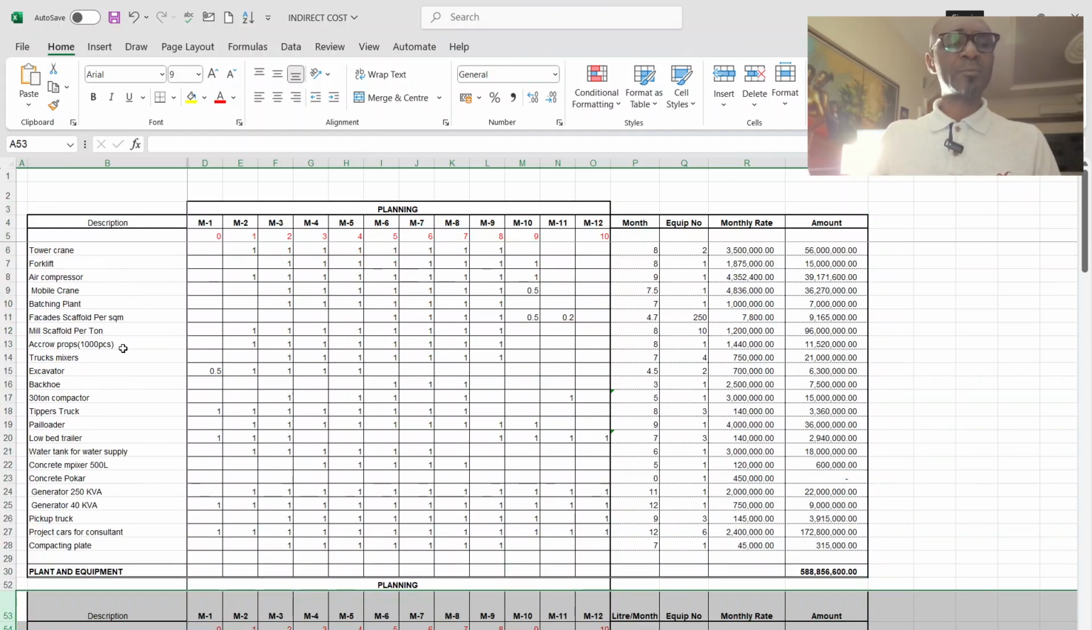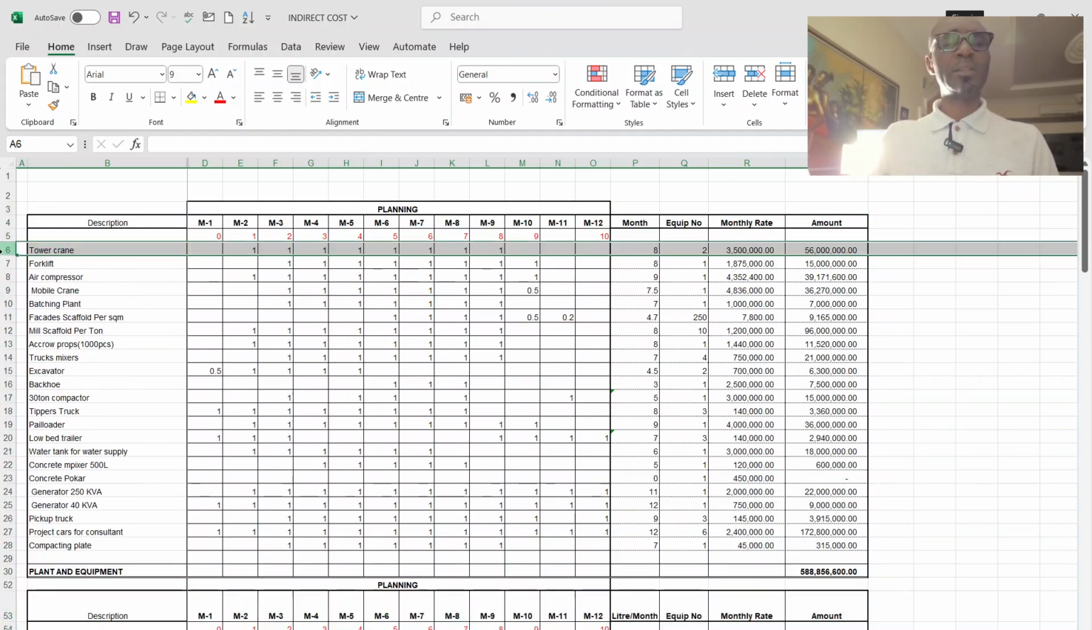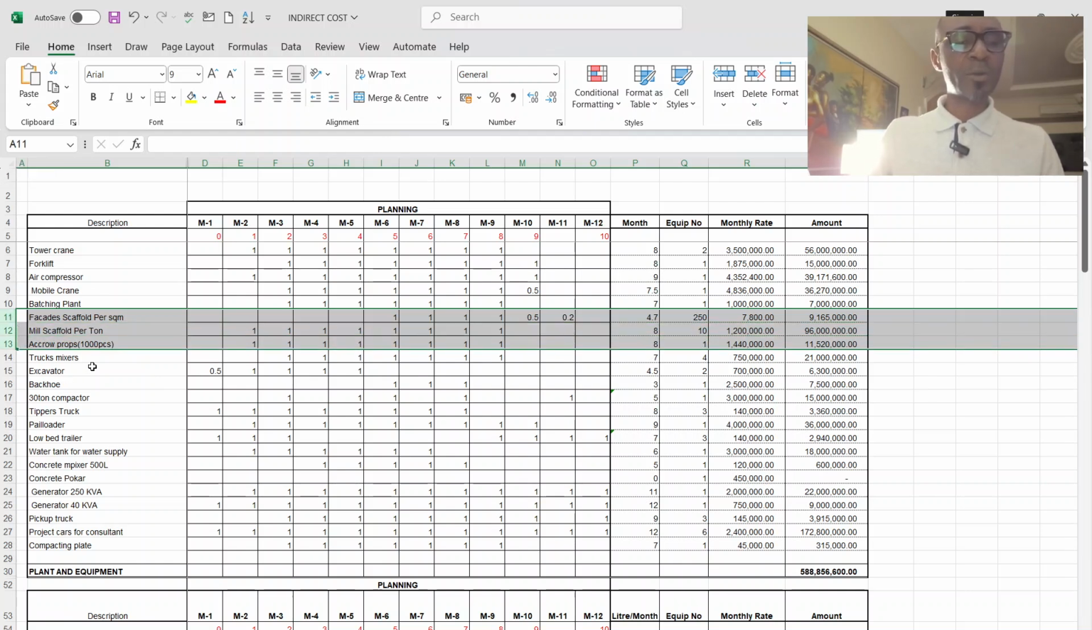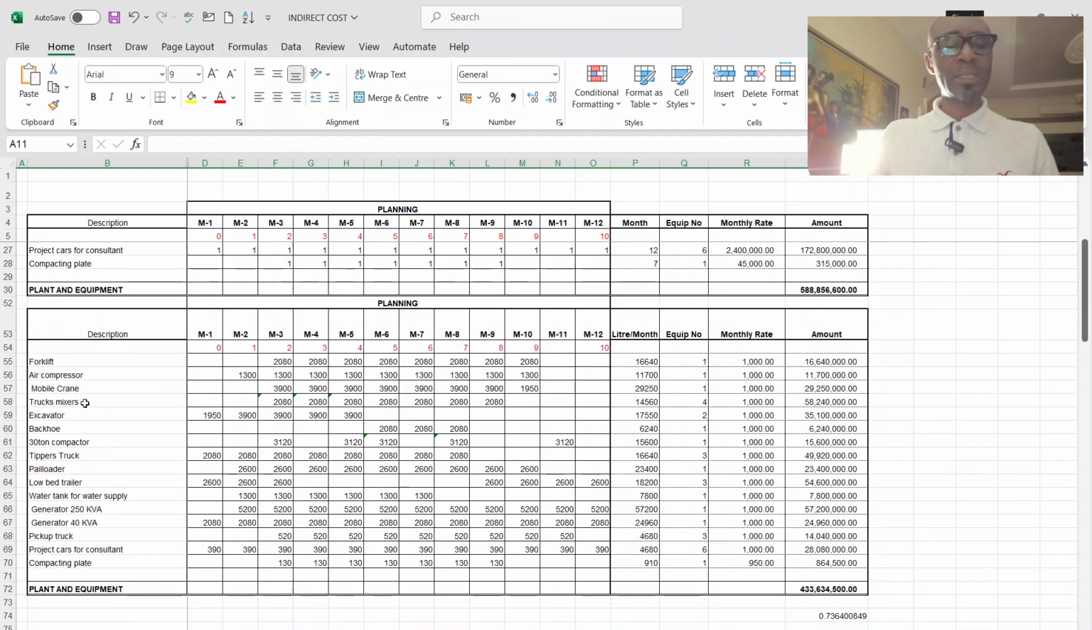Then I deleted the crane. The crane depends on the generator to work, so it does not need fuel. I took out mill scaffold, facade scaffold, mill scaffold, acro. I took them out because they don't require gas oil. Then the rest ones are left.